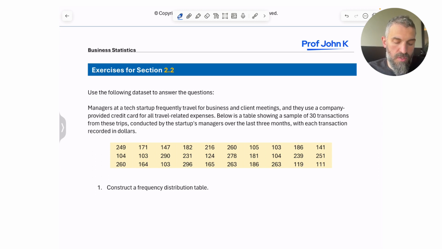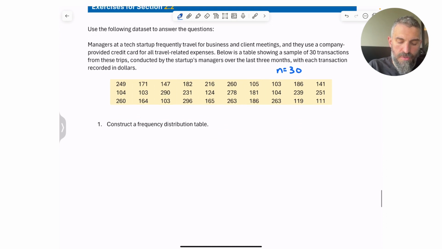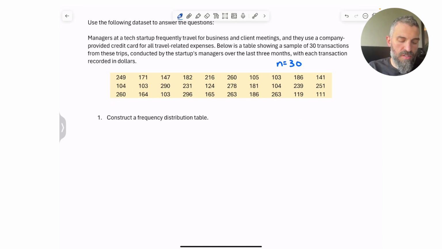Great. So this is our sample. We have a sample size of 30 and it's all in dollars. So the first question is to construct a frequency distribution table. Now, to construct a frequency distribution table, the first rule you want to know is this. 2 to the power k has to be greater than n, where k is the number of categories. This is how you determine how many categories you should have.